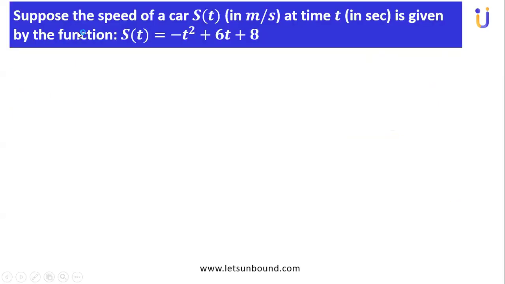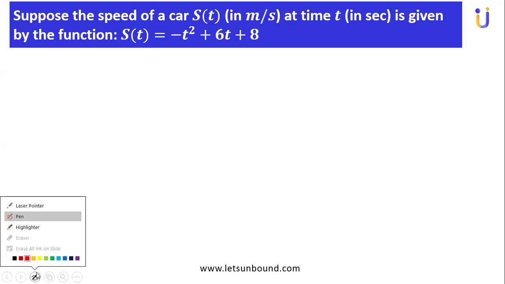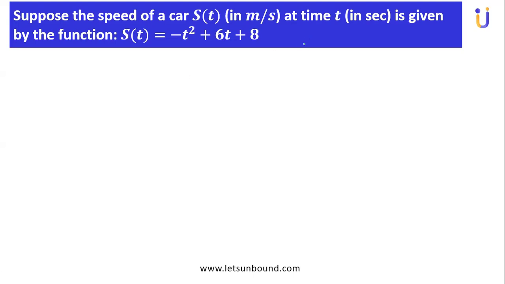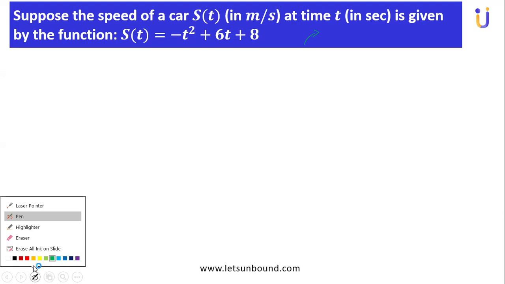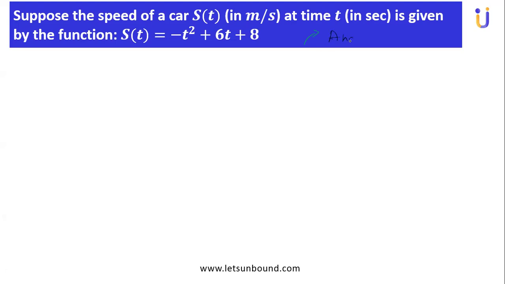Let's see an example. Suppose the speed of a car S(t) in meters per second at time t seconds is given by the function. We are going to analyze where the speed is speeding up and where it is slowing down. Up means increasing. So we are going to analyze the increasing and decreasing behavior here. Okay, so this is missing, you can write it: analyze increasing, decreasing behavior.